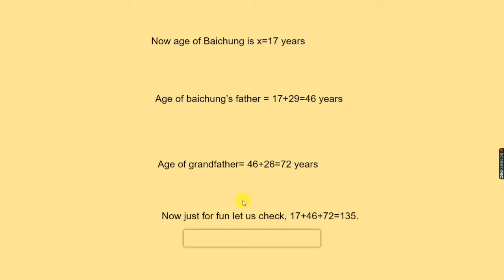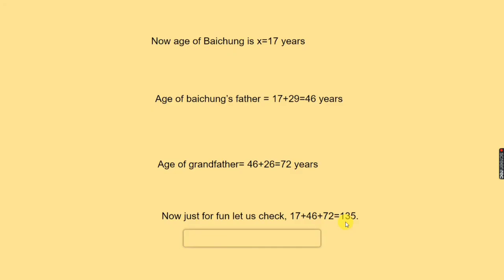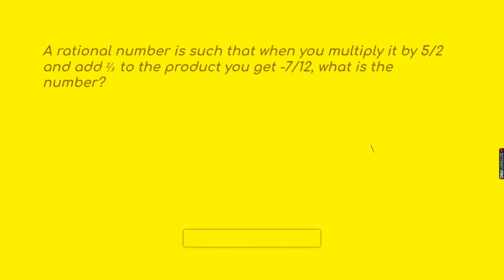Now just for fun, let us check. 17 plus 46 plus 72, it is equal to 135. Yes, this was given in our question, that the sum of their ages is equal to 135. So our answers are right. So like the way we can recheck our answers. Now let us move on to our next statement.